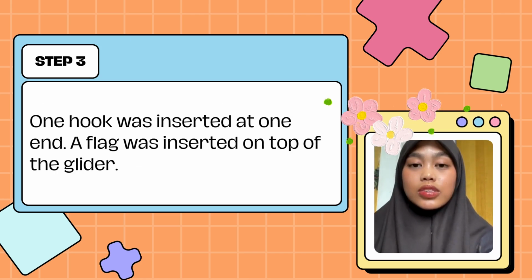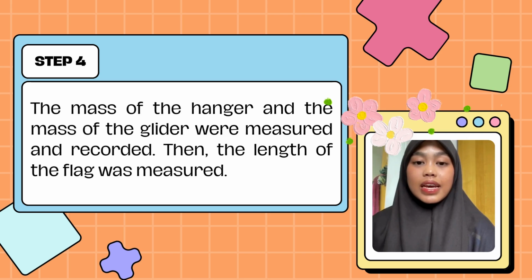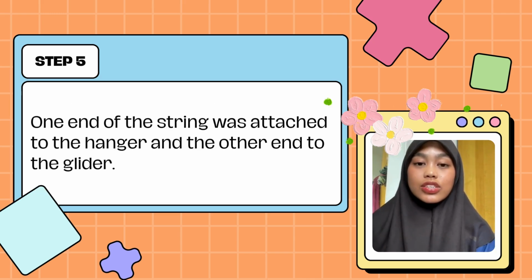One hook was inserted at one end. A flag was inserted on top of the glider. The mass of the glider and the mass of the hanger were measured and recorded. Then, the length of the flag was measured. One end of the string was attached to the hanger and the other end to the glider.